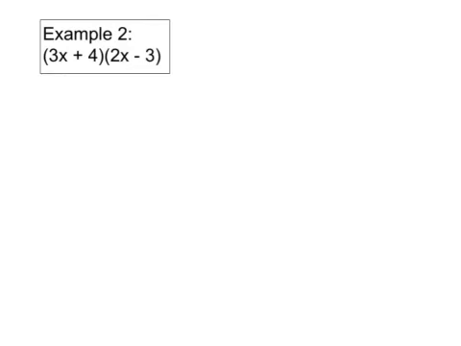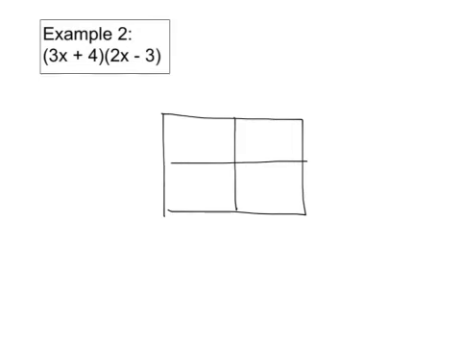You'll see in example 2 that this time we have some negative numbers involved. So I just want to talk about how we deal with the negative numbers when we use the box method. Same first step, I'm going to write my box, and I'm going to split it into 4. Then I'm going to take my first binomial, and I'm going to write the terms on top. So my first term is 3x, and my second term is 4. Then I write the second binomial. The first term is 2x, and this time the second term is a negative 3.